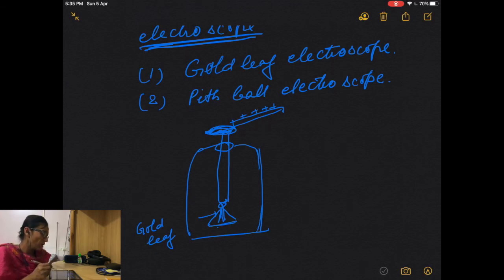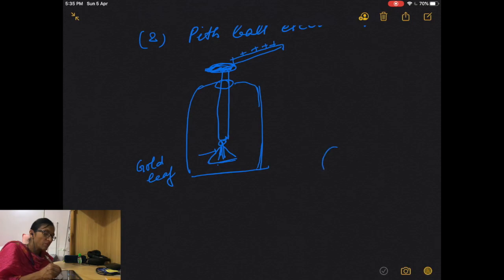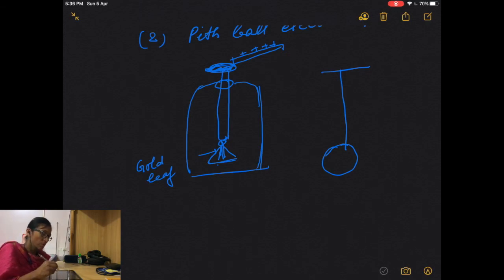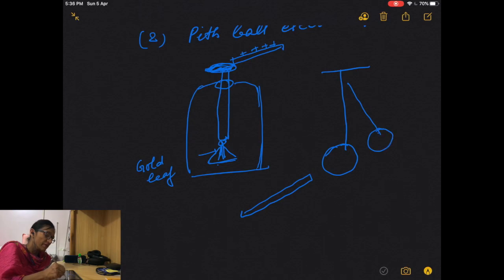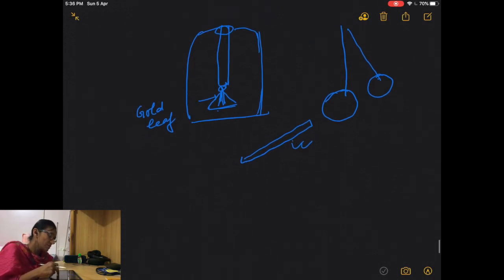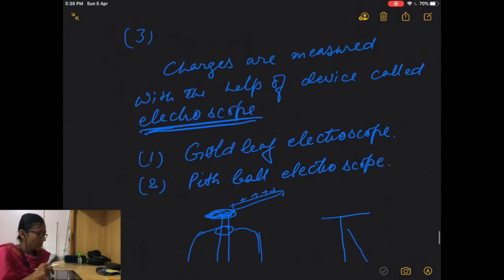The other one is the pith ball electroscope. In a pith ball electroscope, a pith ball is suspended by a cotton thread. When a charged body is brought near it, it gets deflected, and that tells us the body is charged. And if it does not get deflected, it means the body is uncharged. So this is the description of electroscope.